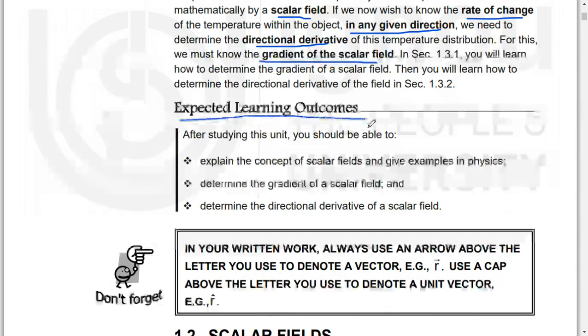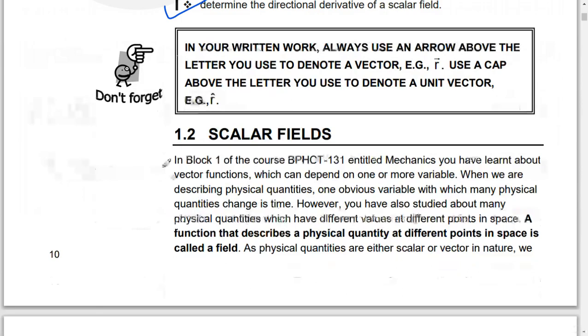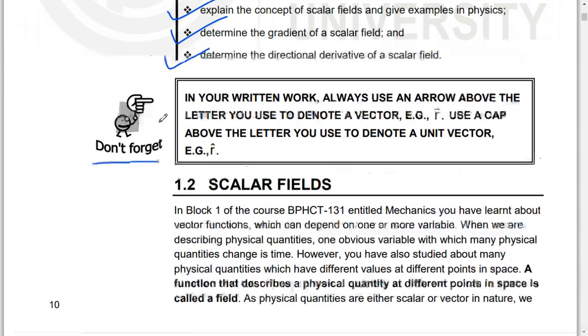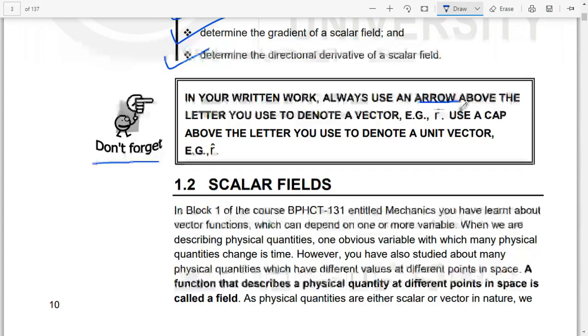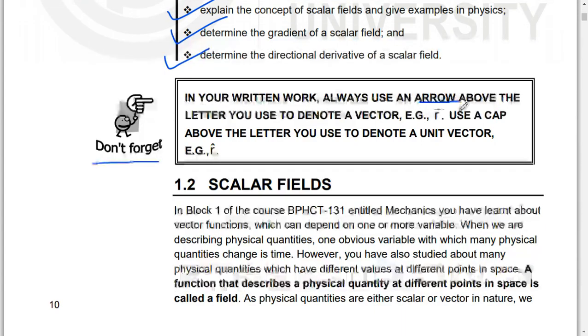Expected learning outcomes. After studying this unit, you should be able to explain the concept of scalar field and give examples in physics, determine the gradient of a scalar field, and determine the directional derivative of a scalar field. Don't forget, in your written work, always use an arrow above the letter you use to denote a vector, for example R. Use a cap above the letter you use to denote a unit vector, for example R cap.